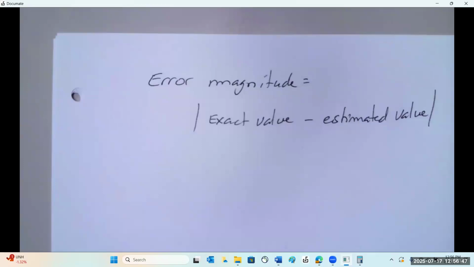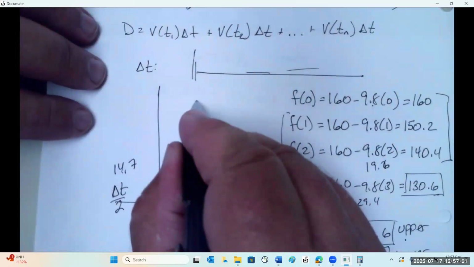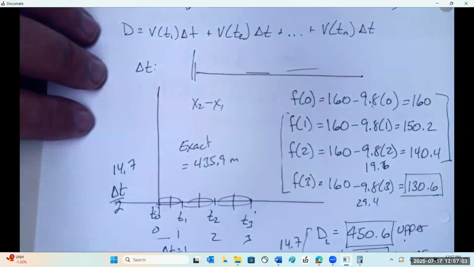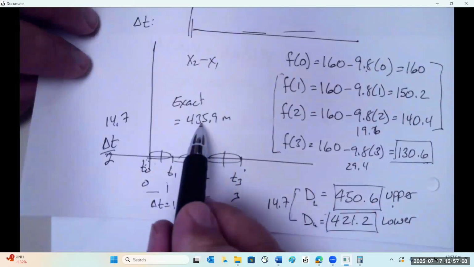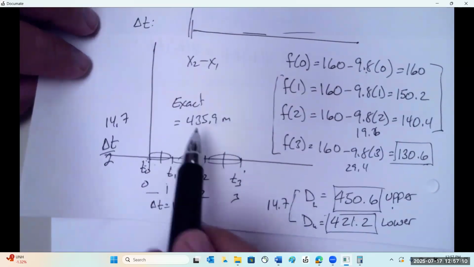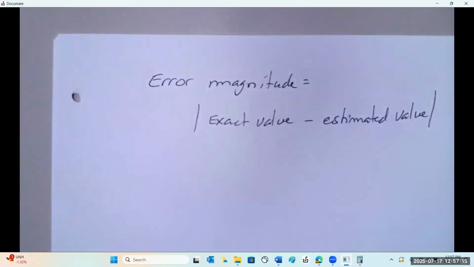And why is it absolute value? Right. Well, yeah. Because if you think about it, it's always the second, x2 minus x1. So in this one, x2 is 450 minus that, as opposed to this minus 421. So if we look at the distance, we always want it to be positive, so we don't even worry about it. So that's the exact magnitude.